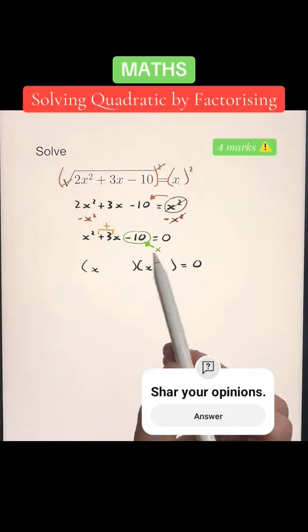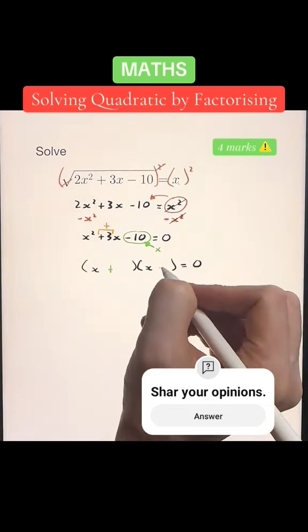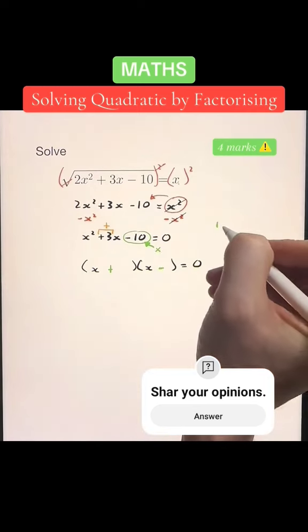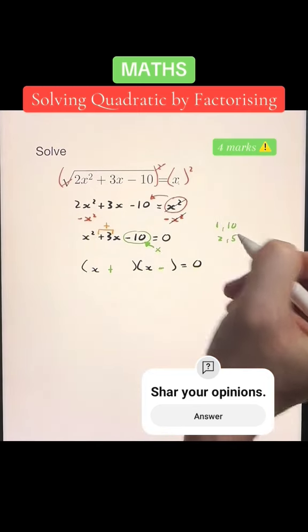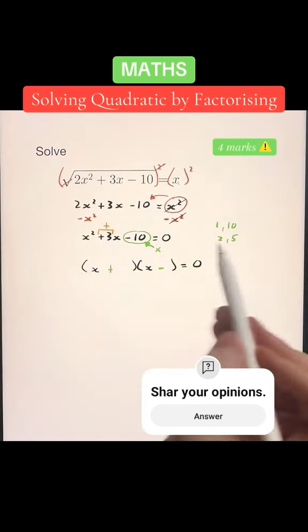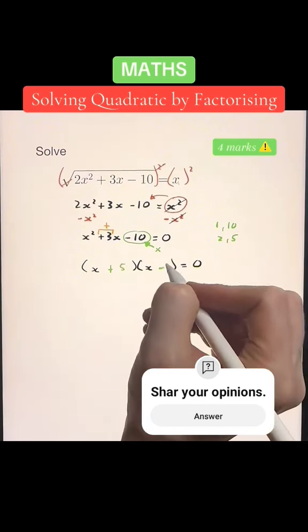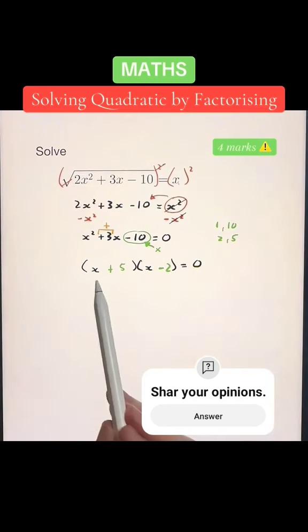The only way to get a negative when multiplying is to have 1 plus and 1 minus. Listing out the factors of 10, we have 1 and 10, and 2 and 5. As they need to add to give us positive 3 in this case, we know it must be plus 5 and minus 2. As we're solving, we now place each single bracket equal to 0.